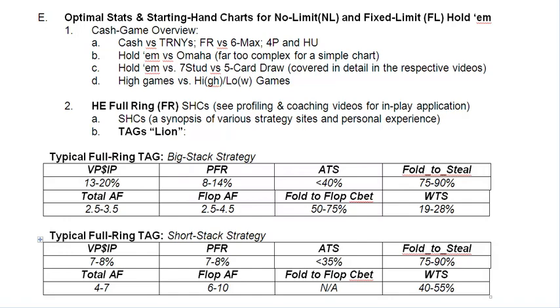Before we actually get into the optimal stats, I want to touch on a few key points. Always keep in mind that there is a marked difference between cash game play and tournament play. There's a marked difference between full ring play versus six max play. And there is an even greater difference when you're playing in games where there's only four players or heads-up. Essentially, they're completely different games with completely different strategies, although a lot of the principles, especially in post-flop play, will pertain to all different game types.